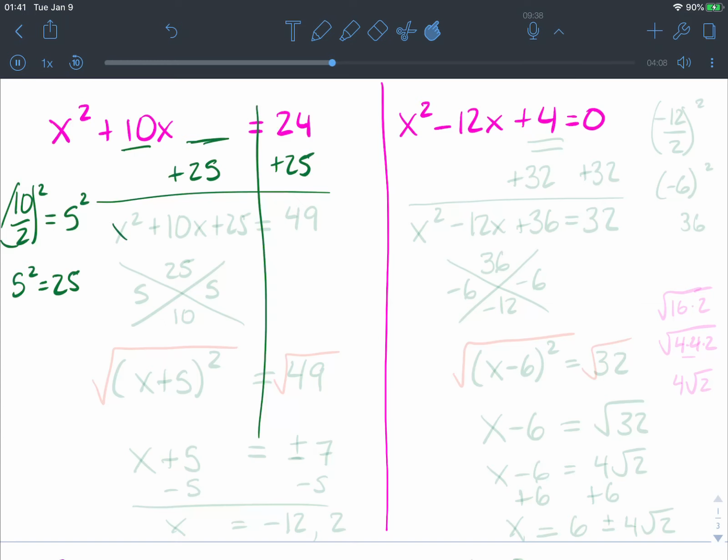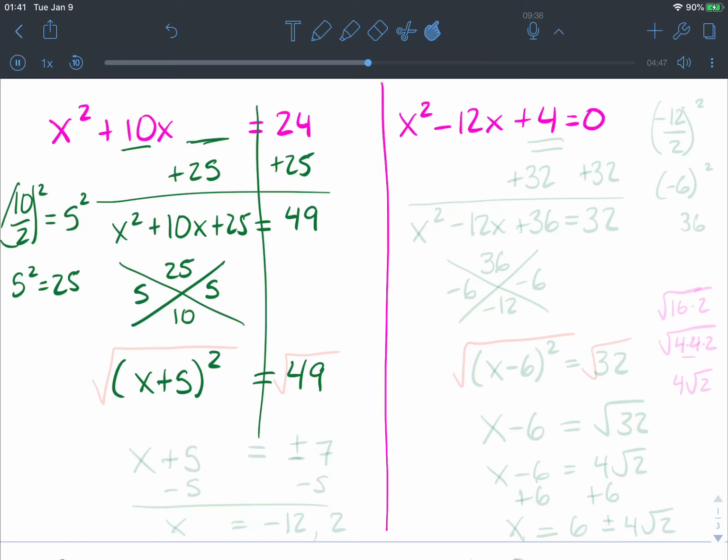So now we have x squared plus 10x plus 25 equals 49. Now this looks like a problem we can solve. So we set this up like we've done in the past. A times c is 25, b is 10. And notice it's the same number, 5 and 5. So we now have x plus 5 times x plus 5, or x plus 5 squared, and that is equal to 49.